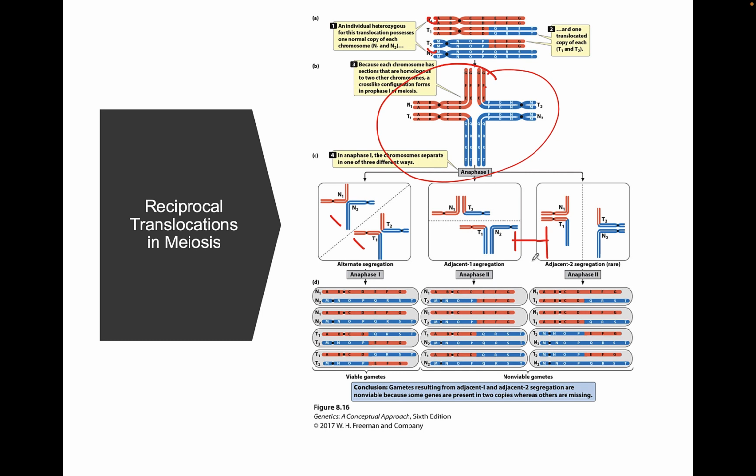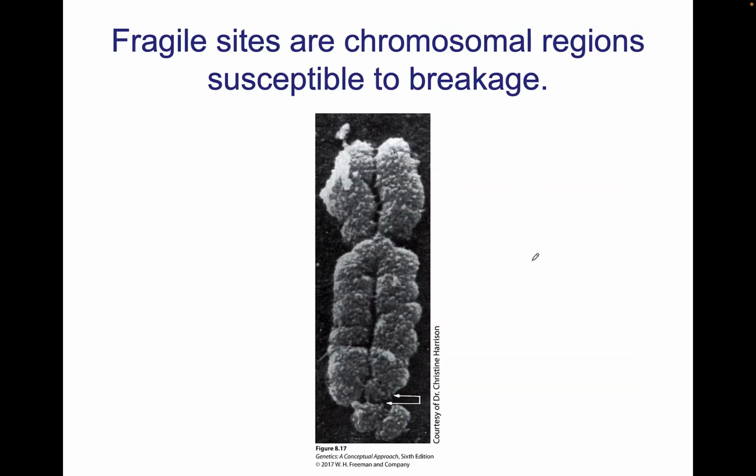So what this shows is that gametes resulting from the adjacent 1 and the adjacent 2 segregations are non-viable, because some of the genes are present in 2 copies, where in the other copies some of the gene products are missing. And this is more prominent with lethality. We talked about lethality already.